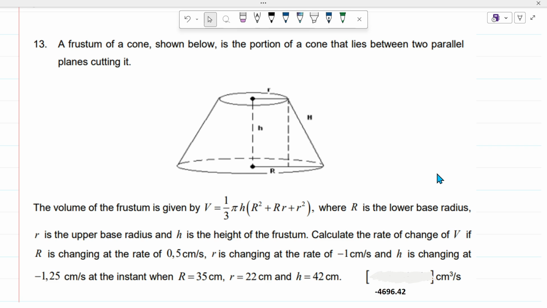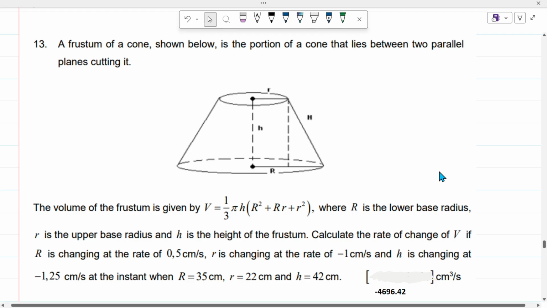Calculate the rate of change of V if R is changing at the rate of 0.5 centimeters per second, r is changing at the rate of -1 centimeters per second, and h is changing at -1.25 centimeters per second at the instant when R equals 35 centimeters, r equals 22 centimeters, and h equals 42 centimeters. So we should calculate the rate of change of volume.